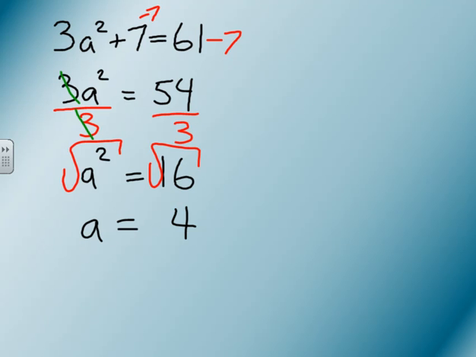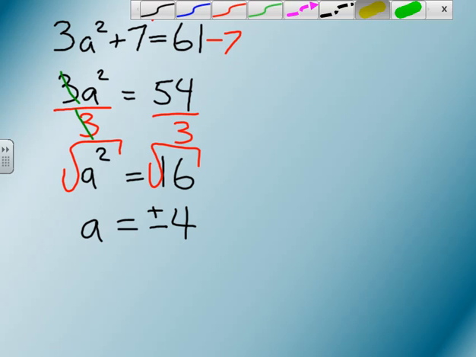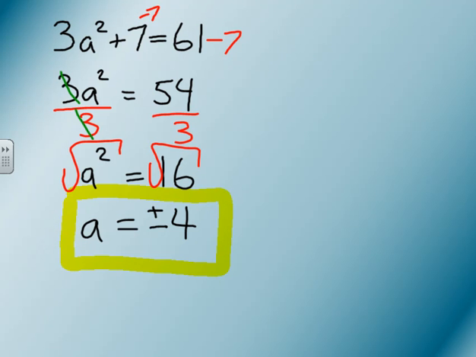Now we don't know if that's going to be a positive 4 or a negative 4, so we have to put a plus or minus 4. Remember, when you take the square root of something, it could be two negative 4s and it'll still give me a positive 16. So you have to go with both of those. And that is my end answer.